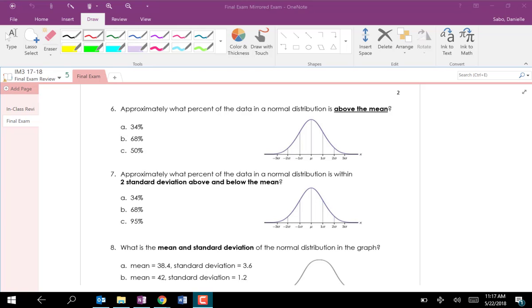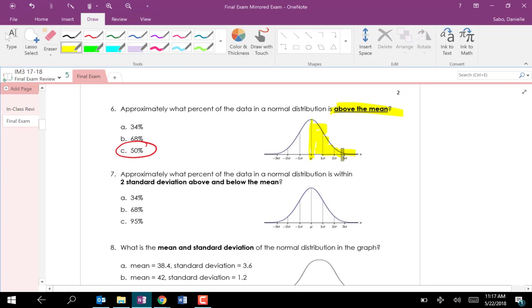So, number 6 was 50. And that's because, again, above the mean. All the data above the mean is this tick mark and all above. That's 50%.